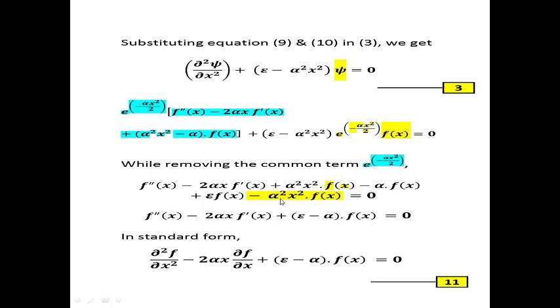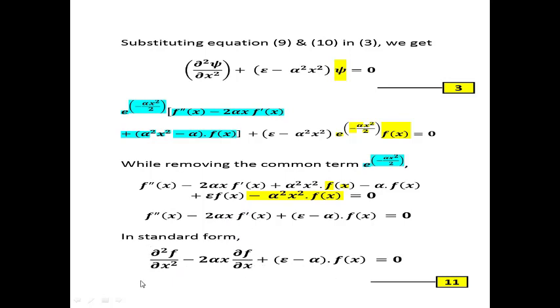So just cancel these two terms, by which we can get the final term of f double prime of x minus of 2 times alpha x f prime of x. Because this term is cancelled, we have two terms related to f of x. So if I make the common term of f of x here, as plus here, I can get epsilon minus alpha into f of x equal to 0. So if I want to write this term in standard form, we definitely know that f double prime of x will be written as dou squared f by dou x squared, and f prime of x will be written as dou f by dou x.